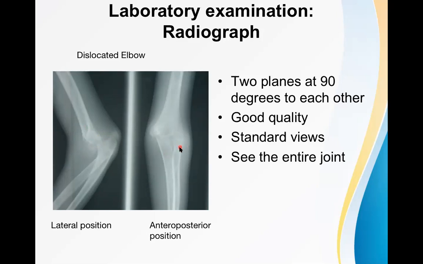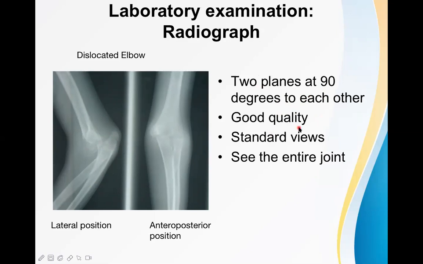In the AP view, it is not very clear. You can see this, it is not very clear. That's why you have to take two standard views for the complete diagnosis. So that's what is written here: two planes at 90 degrees to each other. These are the principles of X-ray. In the classes on fracture also, we talked about that.